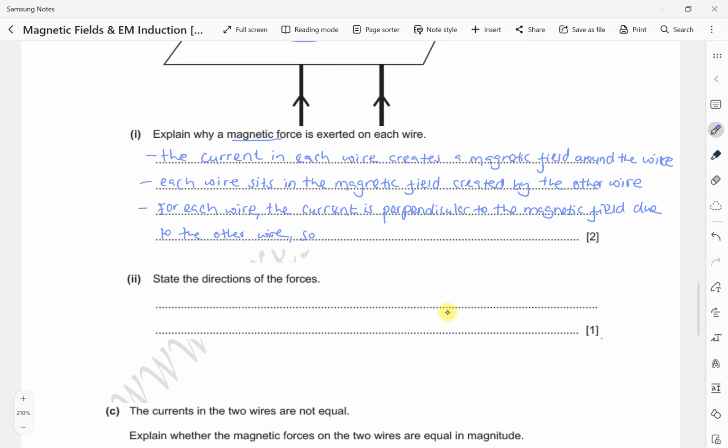So each wire experiences a force according to Fleming's left-hand rule.